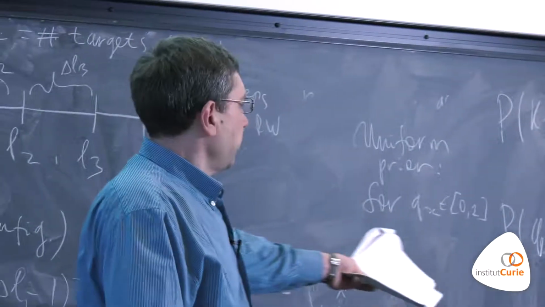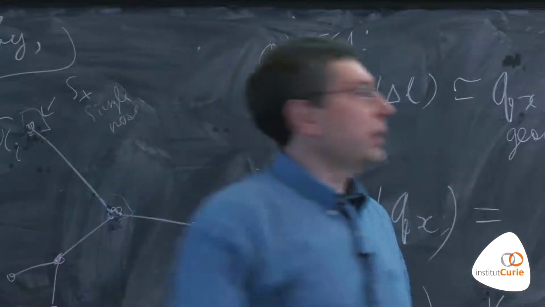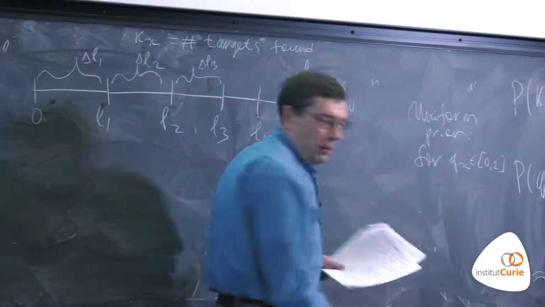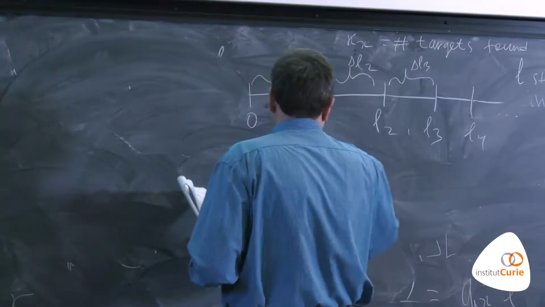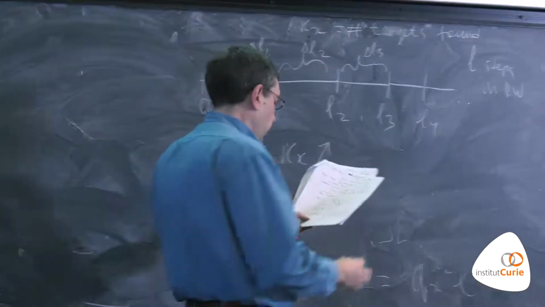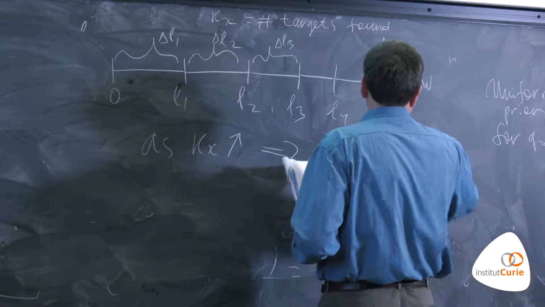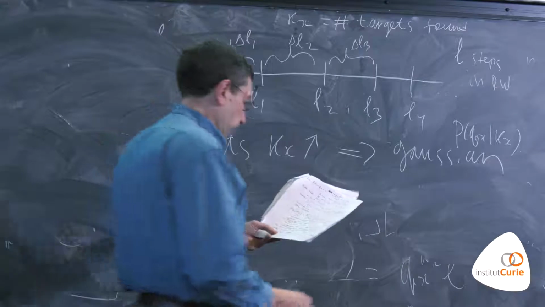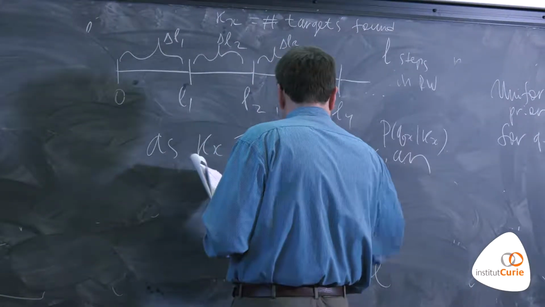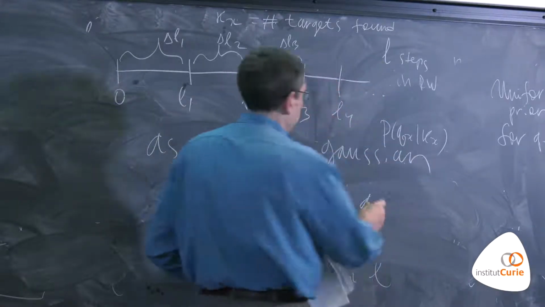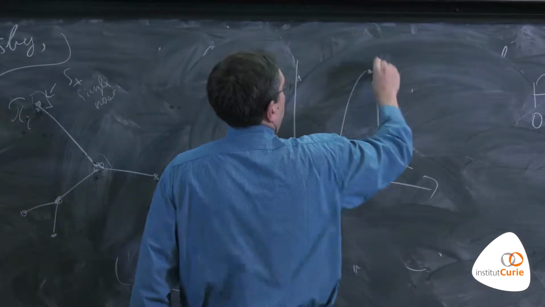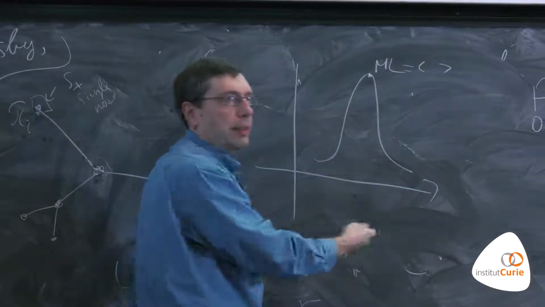And what's nice about this gamma is that it very quickly becomes Gaussian. The gamma distribution has a bit of a tail, so its mean is not its maximum likelihood value. But for all practical purposes, as kx, the number of times you found the target, goes up, it actually becomes Gaussian. So P of qx given k of x, and its mean, because a Gaussian is symmetric, is its maximum likelihood. So I'm talking now about a Gaussian. That's the maximum likelihood value, and that's the same as the average value, because it's symmetric.